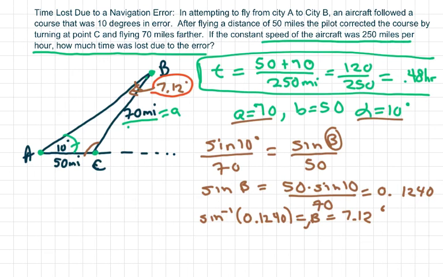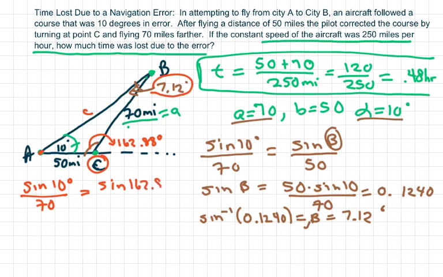Now, to find this angle, we just simply subtract these two angles from 180. So our gamma equals 162.88 degrees. Now we can find the length of how many miles it is from A to B. This is your little c, because it's across from big C. So we're going to do sine of 10 degrees over 70 equals sine of 162.88 degrees over little c.